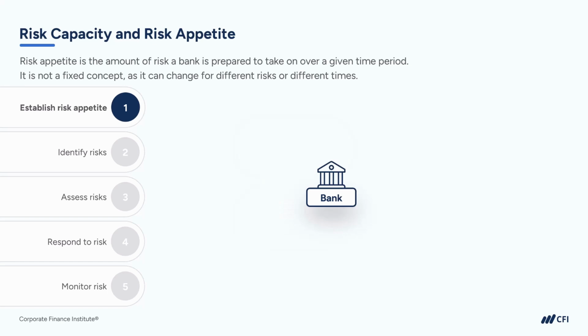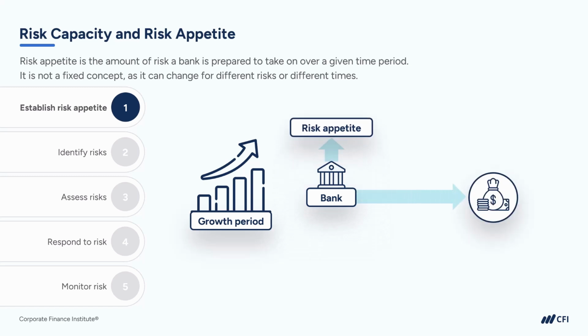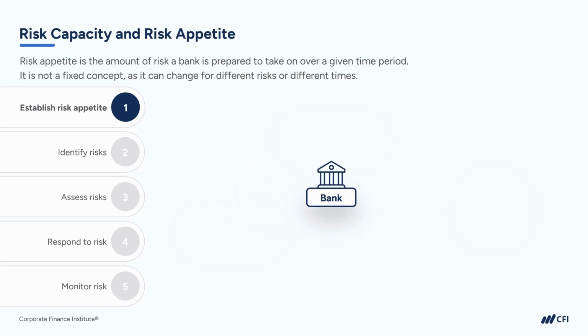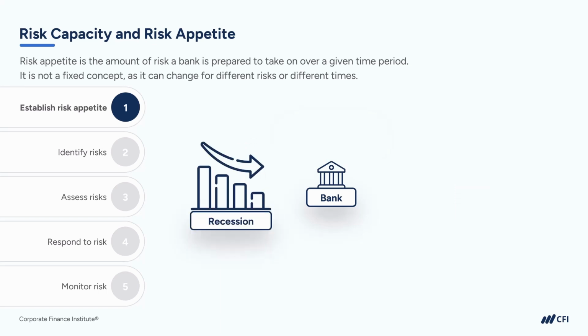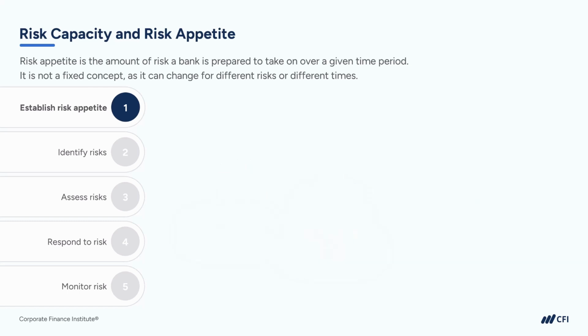A bank may decide that business conditions are good and the economy is about to experience a period of growth. The bank may decide to increase its risk appetite and take on more risk in the hope of generating extra revenues while times are good. Or a bank may decide that business conditions are not good. For example, if a bank is predicting a recession in the coming year, they may decide to reduce its risk appetite and take on less risk. By doing so, a bank is making a conscious decision to limit potential losses in order to protect its capital.